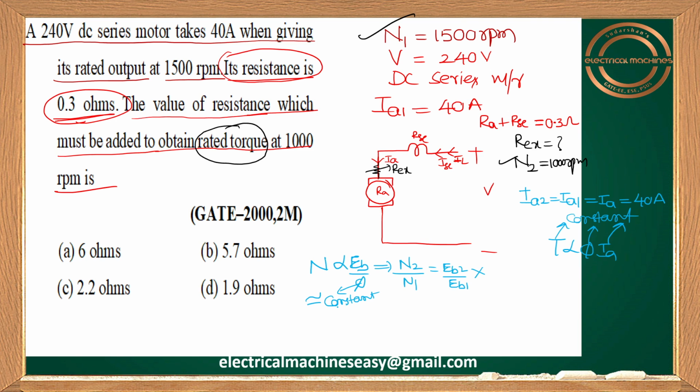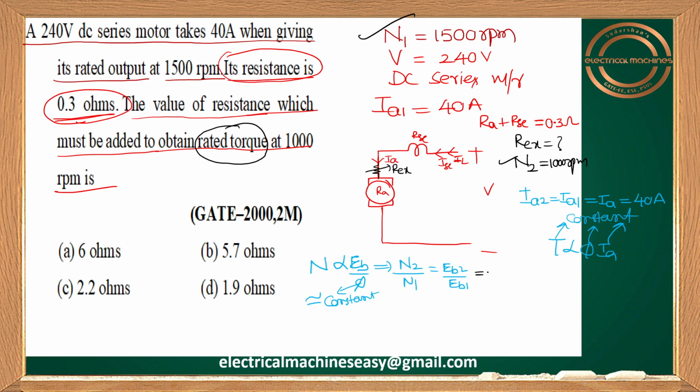What is the reason? Since Ia is approximately constant, flux can be taken as approximately constant. Or simply N2 by N1 equals Eb2 by Eb1. So please do it and tell me the answer. Please try to check yourself how much you are getting. N2 by N1 equals Eb2 by Eb1.